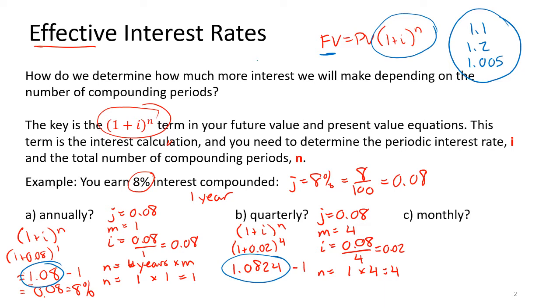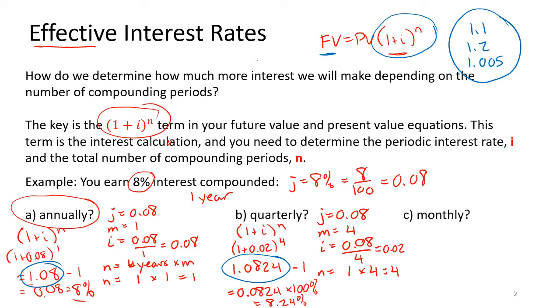If you subtract 1 off that, and that's taking into account that aspect of 1 plus i in the multiplier, you get 0.0824. And if you wanted to convert that to a percent, multiply it by 100 and get 8.24%. So you can see the effective rate is higher, or in other words, you're earning slightly more interest than if it's annually. So 8% versus 8.24%.